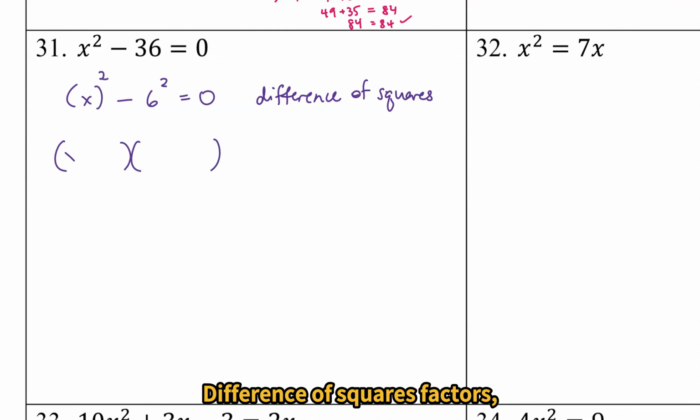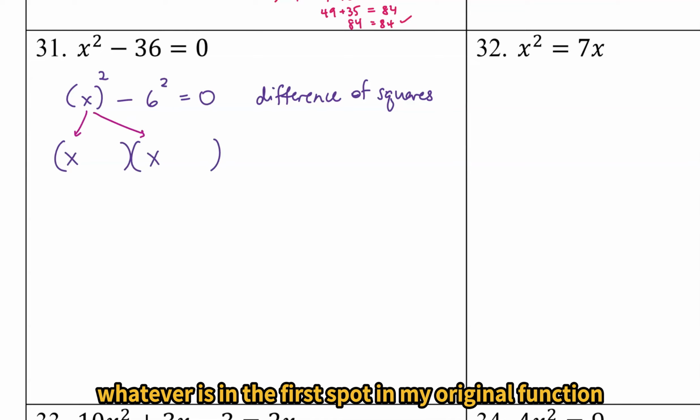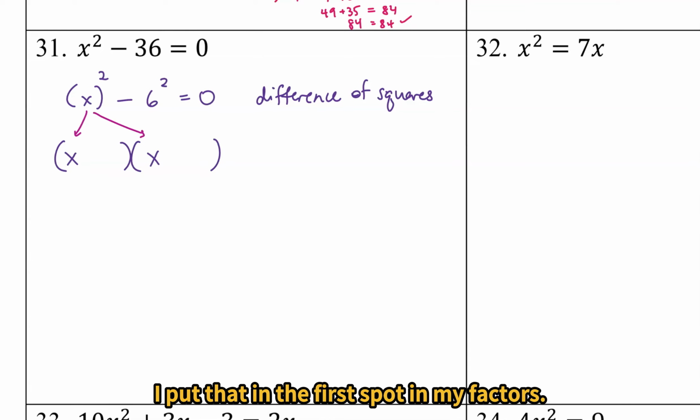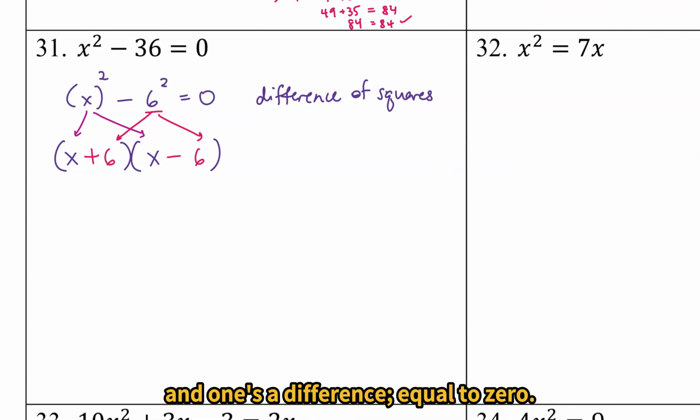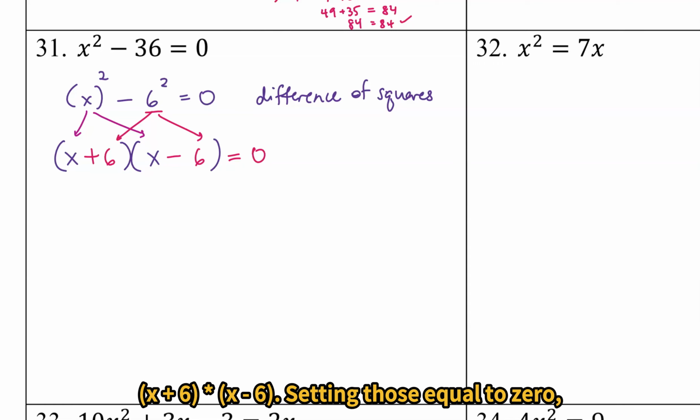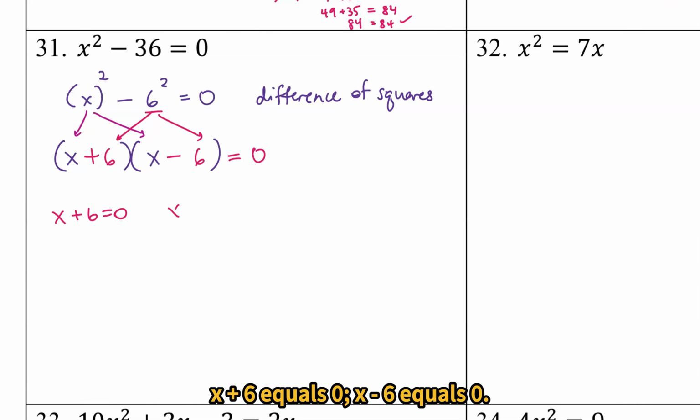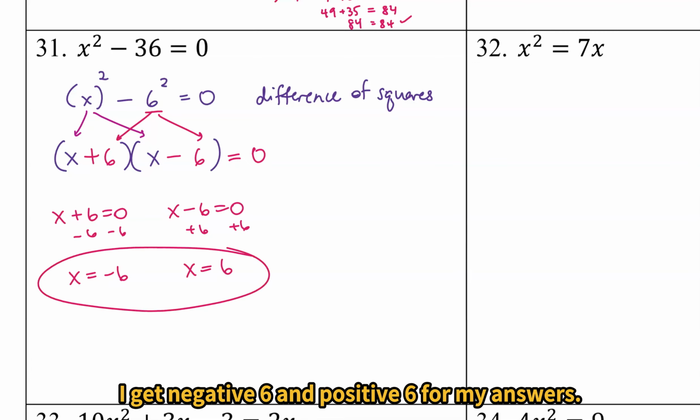Difference of squares factors: whatever's in the first spot in my original function being squared, I put that in the first spot in my factors. And then in the second spot, I put that number. One of them's a sum and one's a difference. And I have my factors, x plus 6 times x minus 6, equal to 0. Setting those equal to 0, x plus 6 equals 0, x minus 6 equals 0. I get negative 6 and positive 6 for my answers.